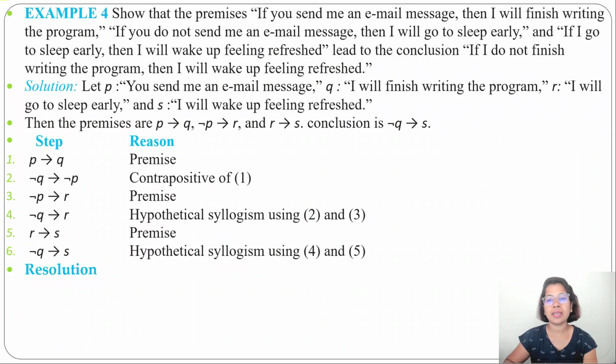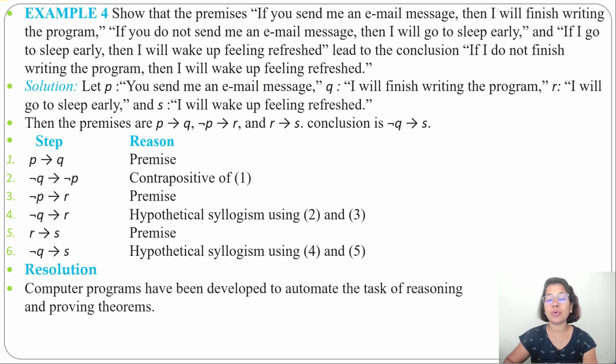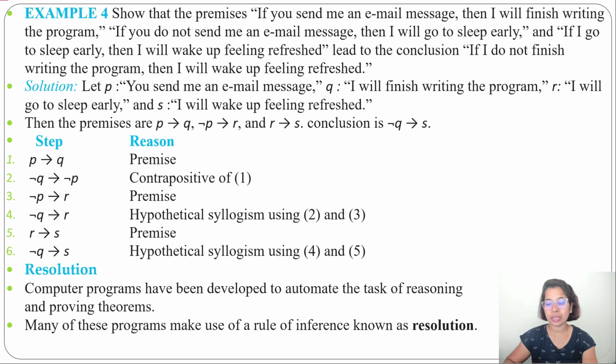In the previous lecture, I already discussed two examples of checking the validity of an argument by using rules of inference, example 3 and example 4. Today I will discuss resolution. Resolution is one rule of inference. I already discussed resolution during the first lecture on rules of inference, based on propositional logic. Computer programs have been developed to automate the task of reasoning and proving theorems, and many of them use resolution.